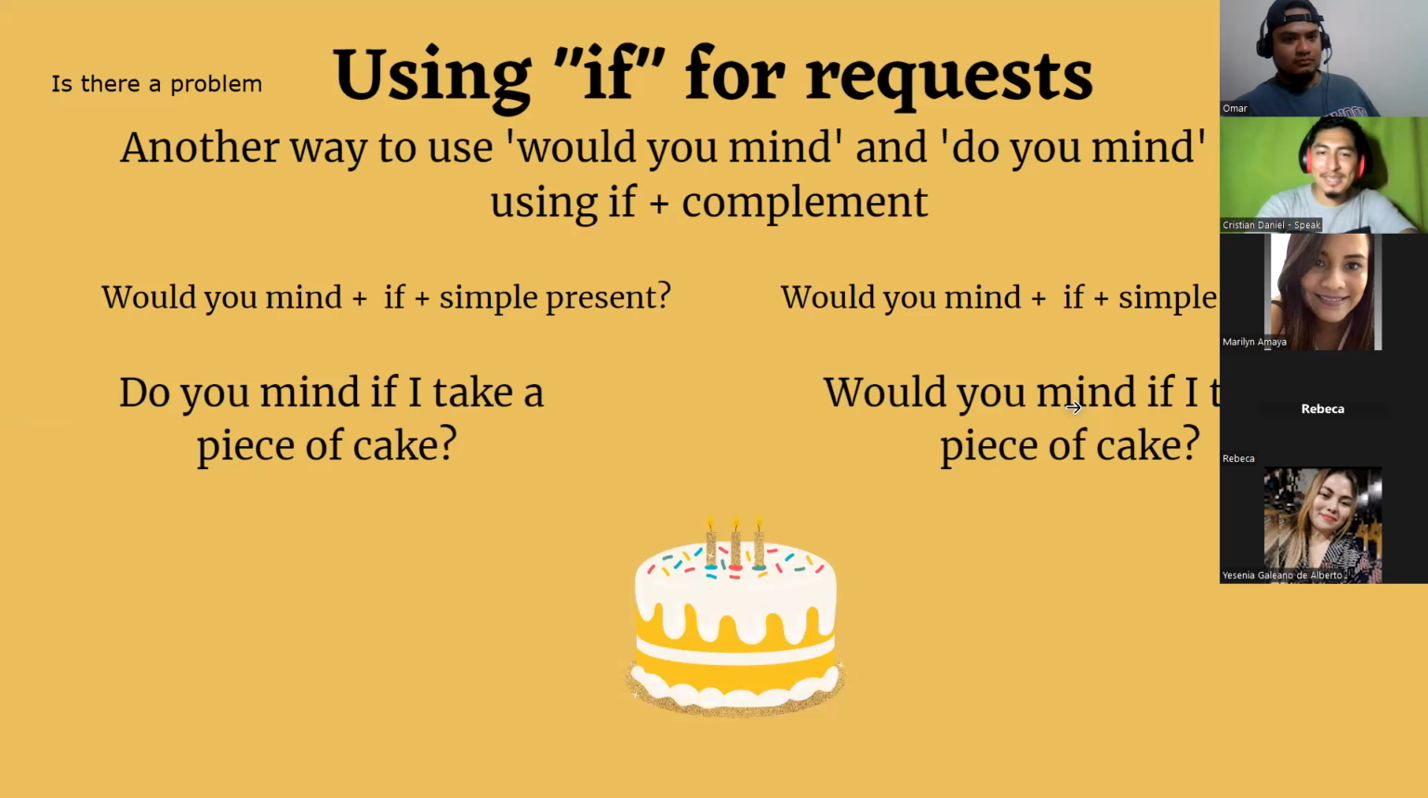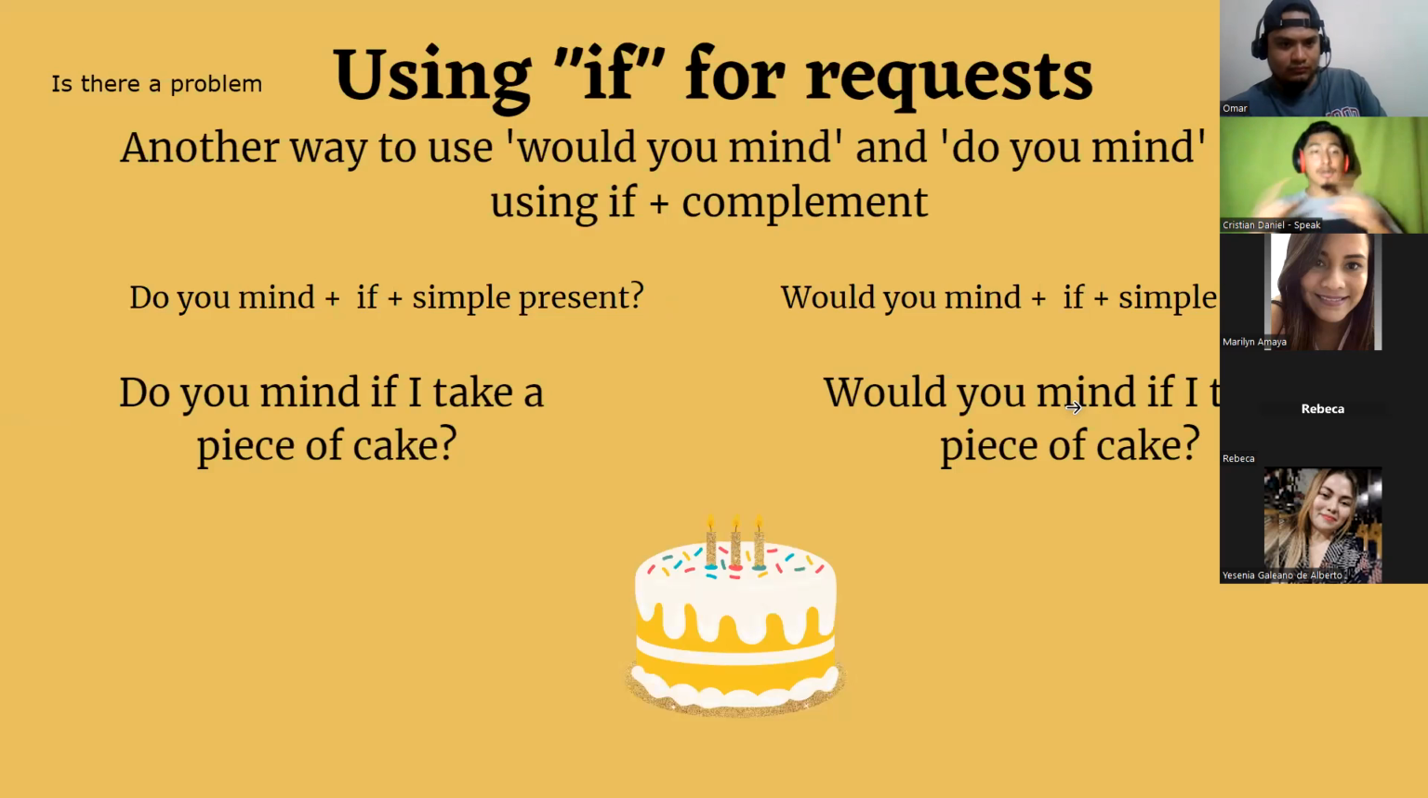I'm sorry for interrupting. Okay, but thank you for reading this information. As you can see, we can use if to create questions. In this case, guys, using do you mind and would you mind when making requests is also possible, but they have some differences. As you remember, if we use do you mind or would you mind, we have to use verbs in ing. But if we use if in the question, we have to remember some specific details.